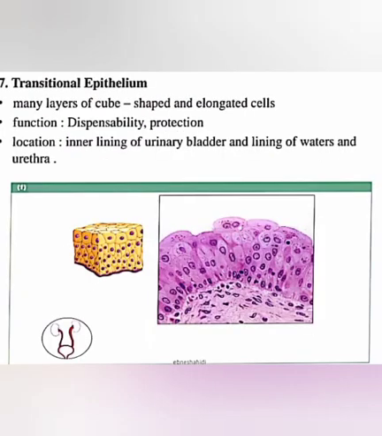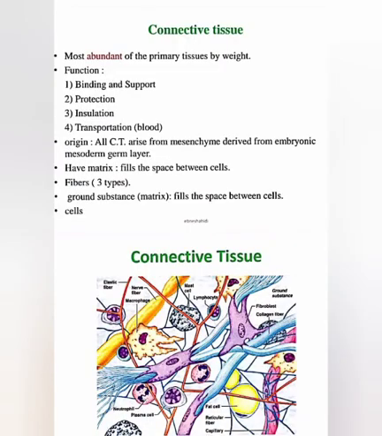Transitional epithelia are a special subset of stratified epithelia. They are exclusively found in the excretory system. Our next type is connective tissue. Tissue which connects or binds the different types of cells is called connective tissue. They also bind other tissues of the body with each other.